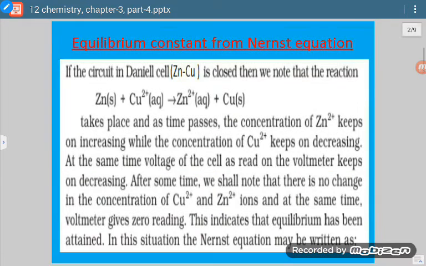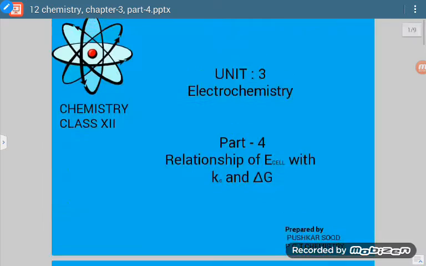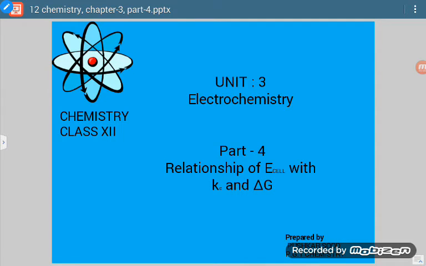Good morning students. Today we are going to discuss two important relationships: between E cell and Kc, and between E cell and delta G. Delta G is Gibbs free energy, and Kc is the equilibrium constant when concentrations are considered. E naught cell is the cell EMF when standard conditions are taken, and E cell is when any other conditions, not standard temperature and pressure, are taken.